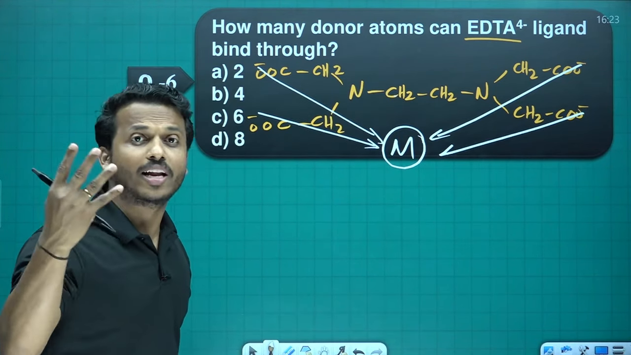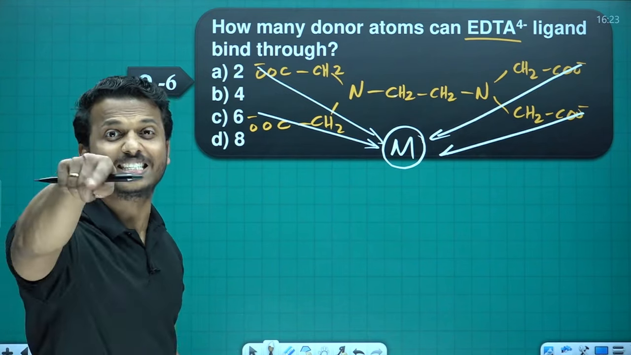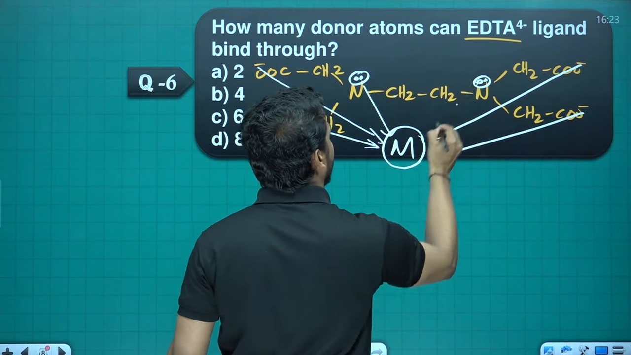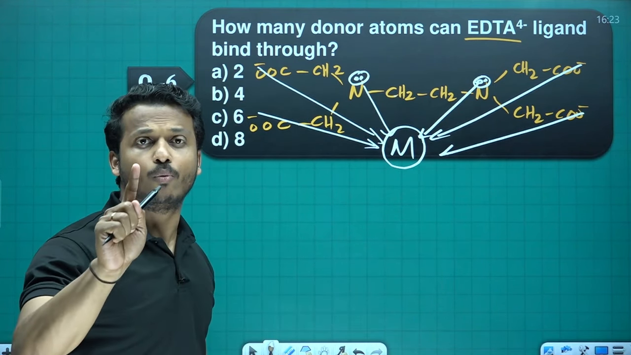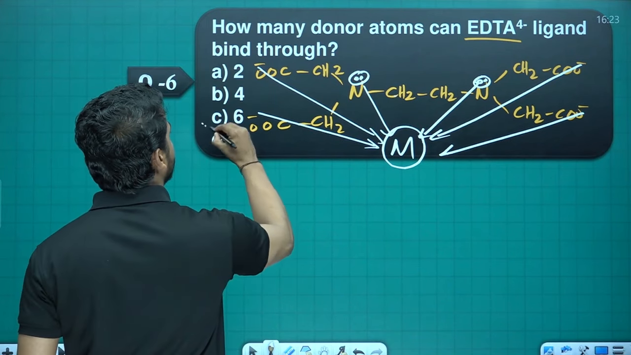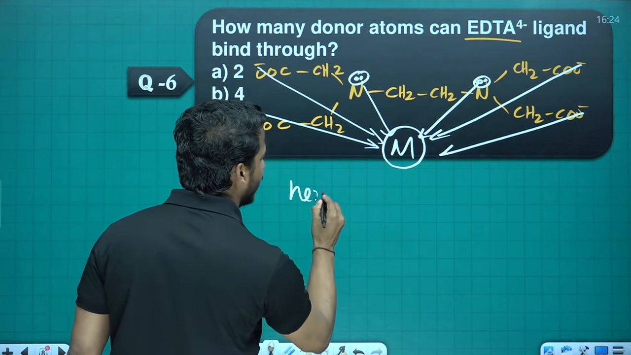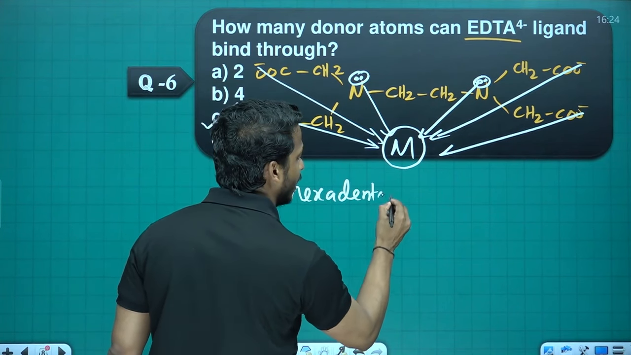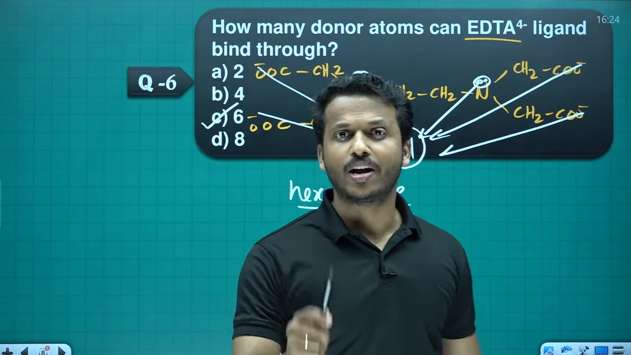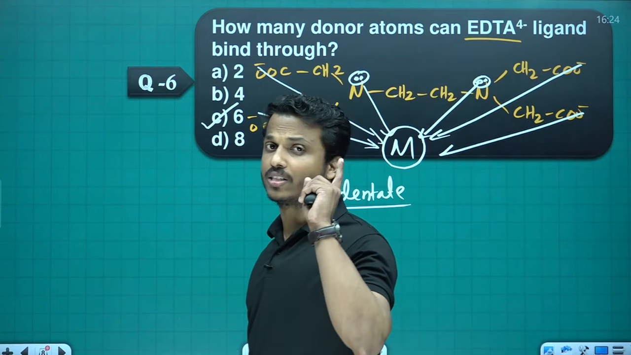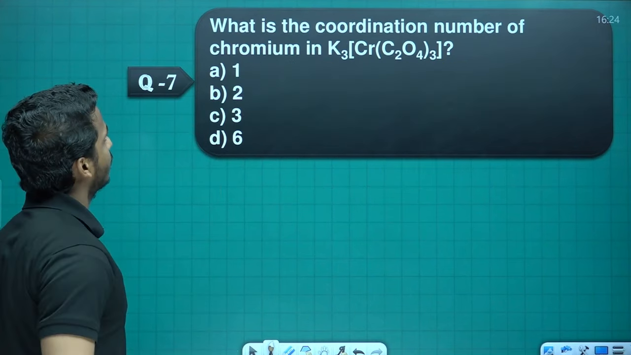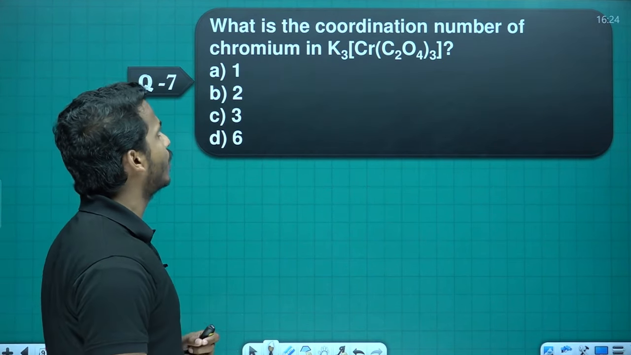There are 4 donor atoms, but 4 is not the answer. 6 is the answer because nitrogen contains a lone pair, my dear. That is also a donor atom. So EDTA can donate 6. That is, 6 donor atoms are present. So the answer is 6. And EDTA is considered a hexadentate ligand because there are 6 donor atoms. We studied EDTA under polydentate ligand. EDTA having 6 donor atoms, therefore it is considered a hexadentate ligand. Answer is 6.